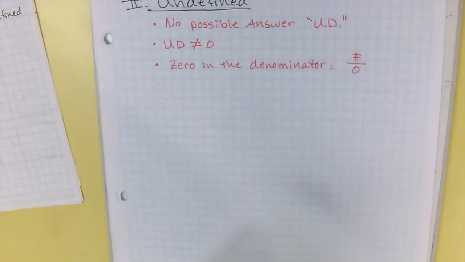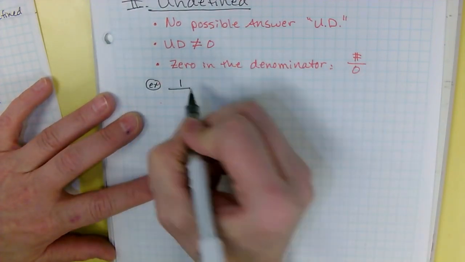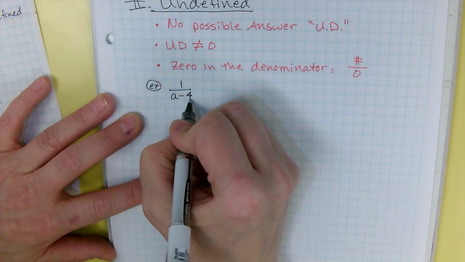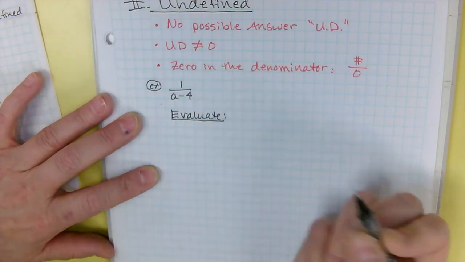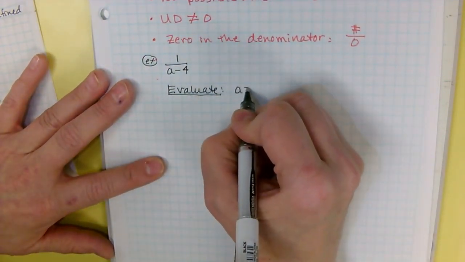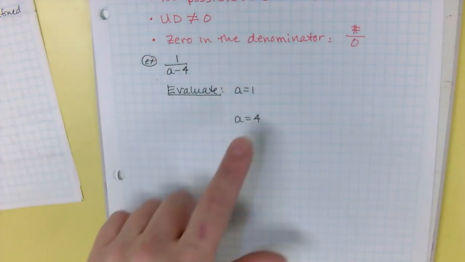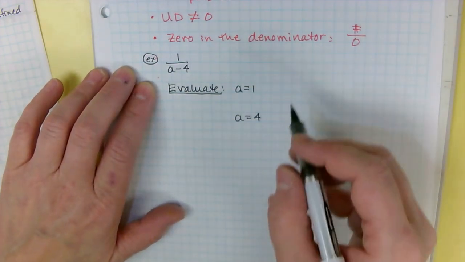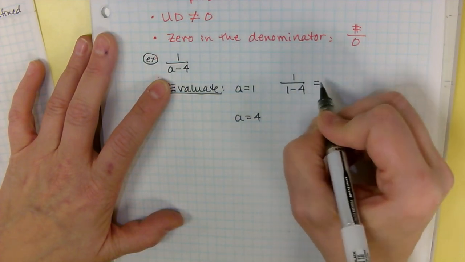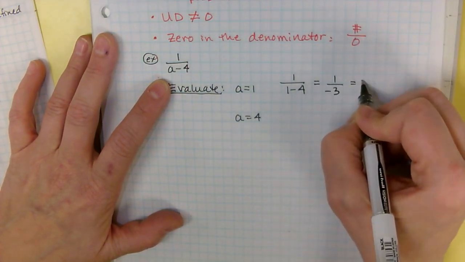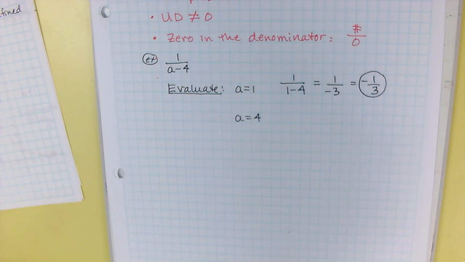Now you're going to run into undefined values on your worksheet, and we're just going to do one example of this. They're going to give you an expression like 1 over a minus 4, and then they're going to tell you to evaluate that expression, and they're going to give you a couple different values. Let's say a equals 1 and a equals 4. So what you're going to do is substitute the 1 in and see what you get. So when we substitute the 1 in for a, I get 1 over 1 minus 4, which is 1 over negative 3, or negative 1/3. That is defined. That's an answer.